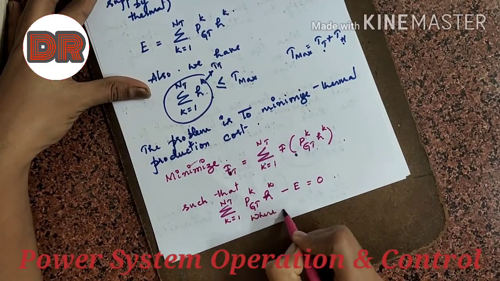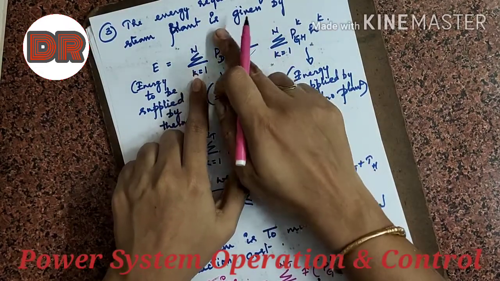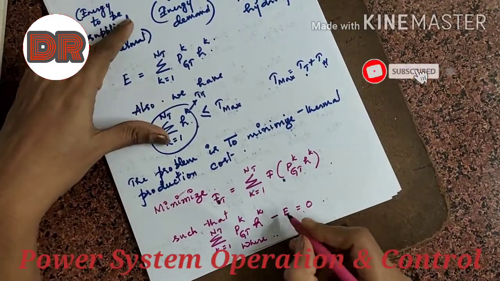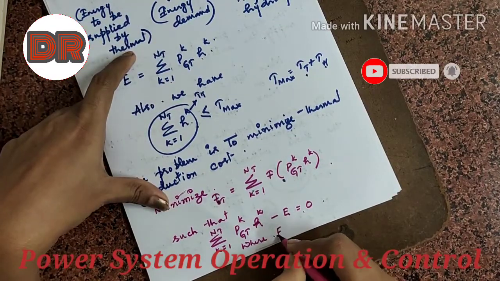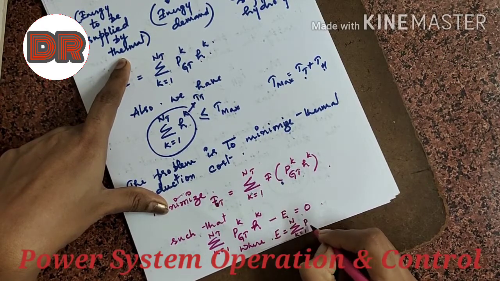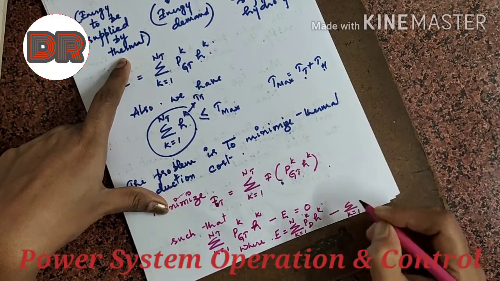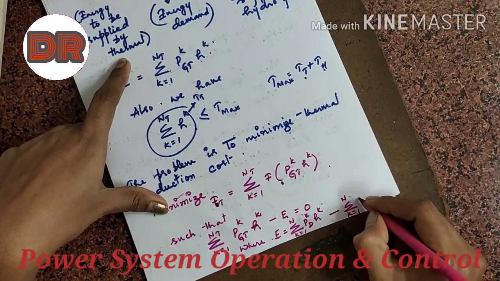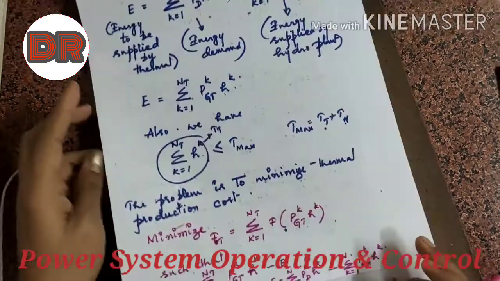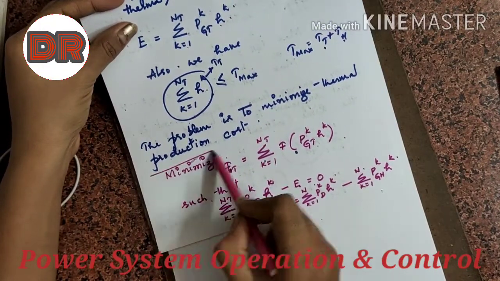So what is this E? E is nothing but, we have written, a combination of the demand minus the hydropower plant energy. So you can write in place of E this: where E is equal to summation K is equal to 1 to N Pd K Hk minus summation K is equal to 1 to N Pgh K Hk. So we have written the mathematical model. So here actually this is known as the mathematical model.